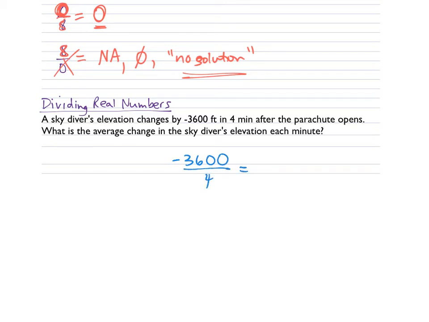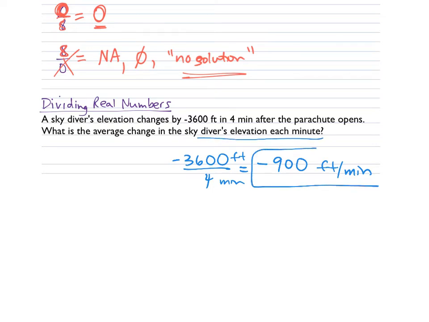So our answer is going to be negative, and 36 divided by 4 is 9, and we have those 2 zeros, so this is going to be negative 900. And this was feet, and this was minute, so our answer is feet per minute. So the average change in the skydiver's elevation each minute is negative 900 feet per minute. Okay, negative divided by positive is a negative.